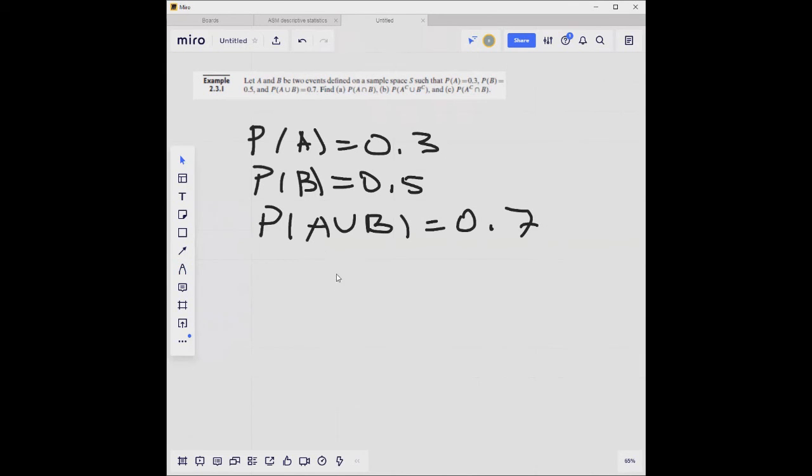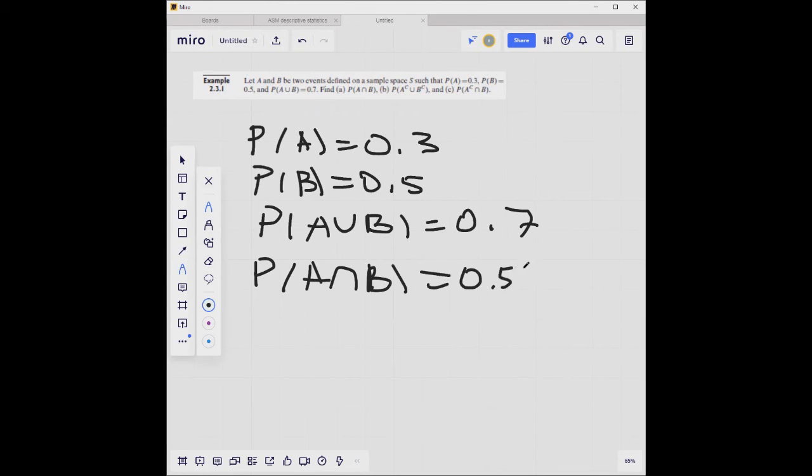So from previous theorem, we know that probability of union of A and B is equal to probability of A plus probability of B minus probability of their intersection. Now, if we express probability of their intersection, it is going to be equal to probability of A plus probability of B minus probability of their union. So probability of their intersection is then equal to 0.5 plus 0.3 minus 0.7. So it is equal to 0.1.